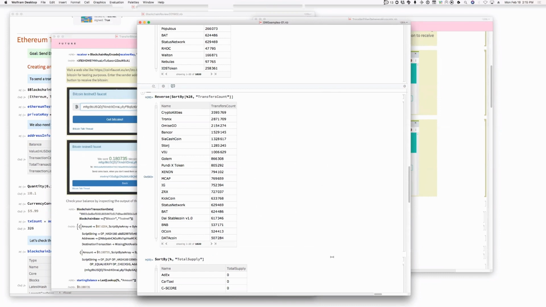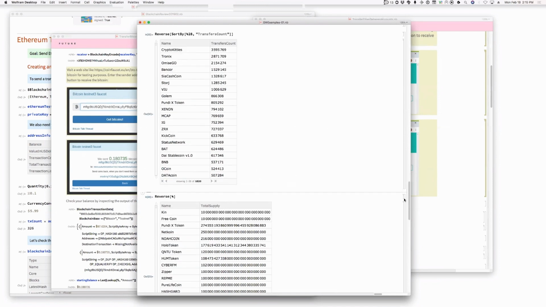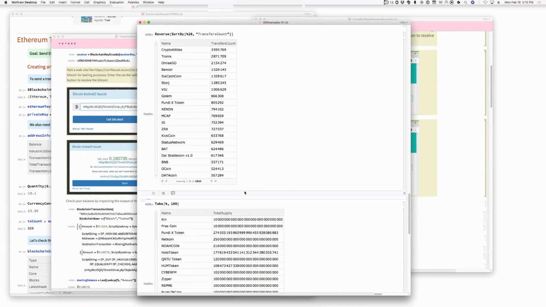Okay, so now let's do this. This is going to be more interesting. That's probably some kind of zip distribution. So if I were to look there at percent. Oh, I know what I did wrong. Maybe transfers count there. Oops.